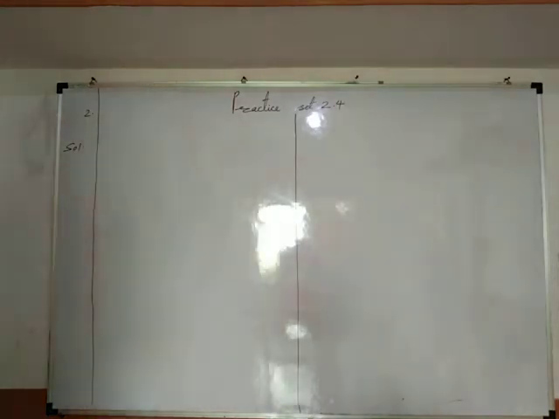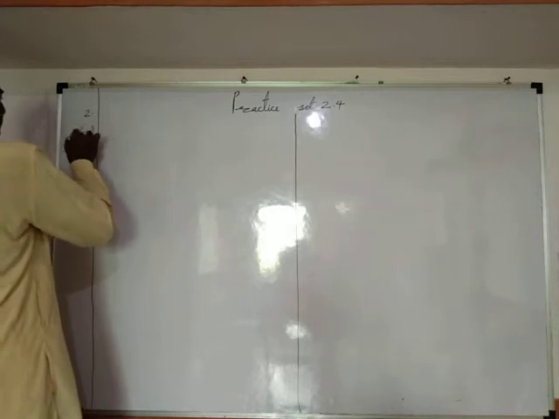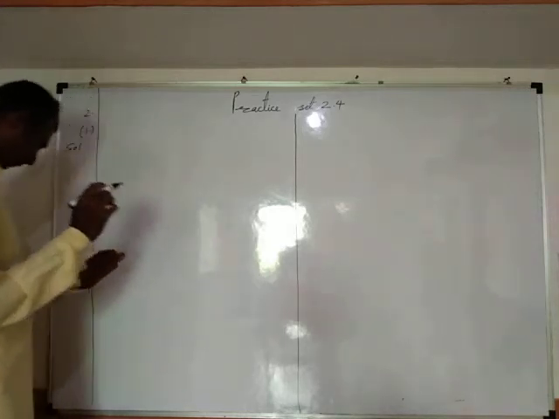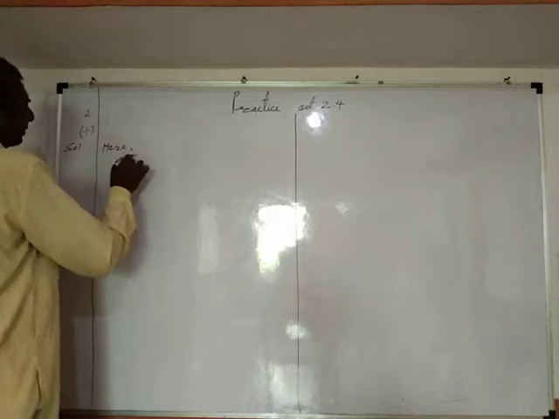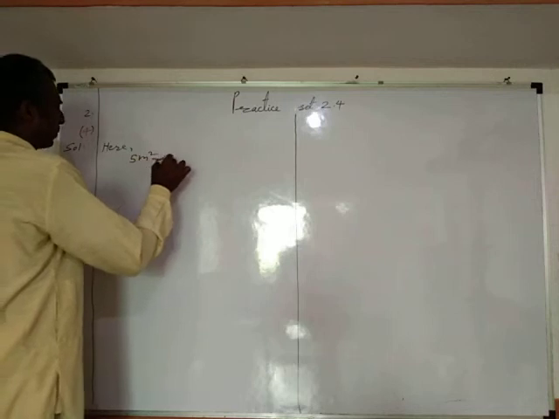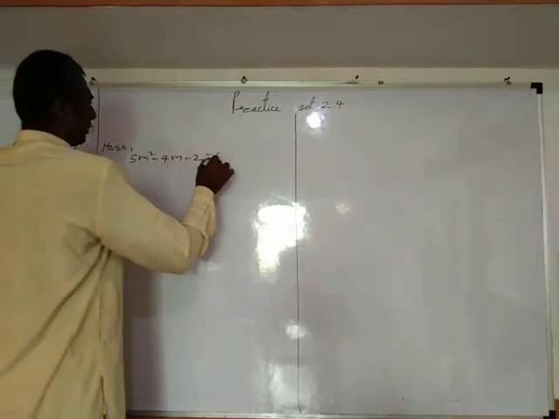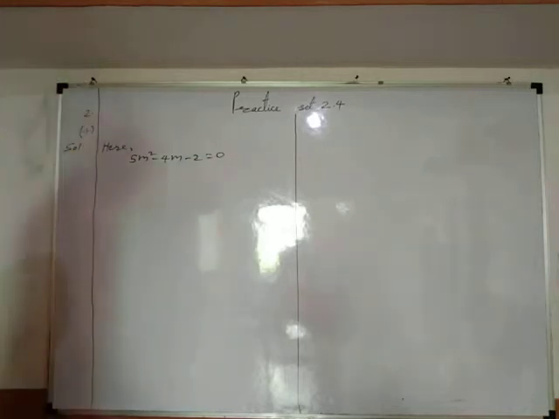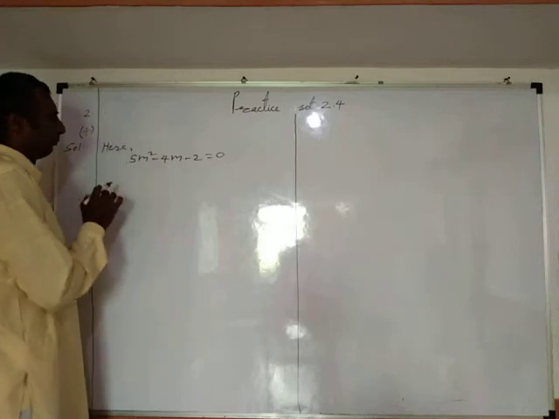Sub question 4th. Solution. Here 5m square minus 4m minus 2 equal to 0. It is in general form with variable m.